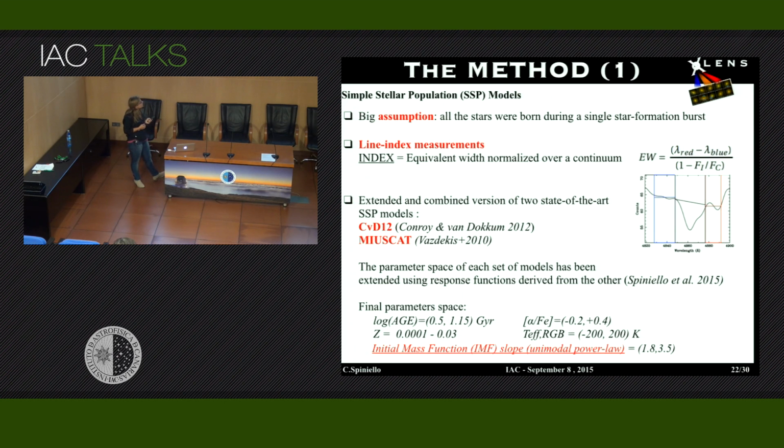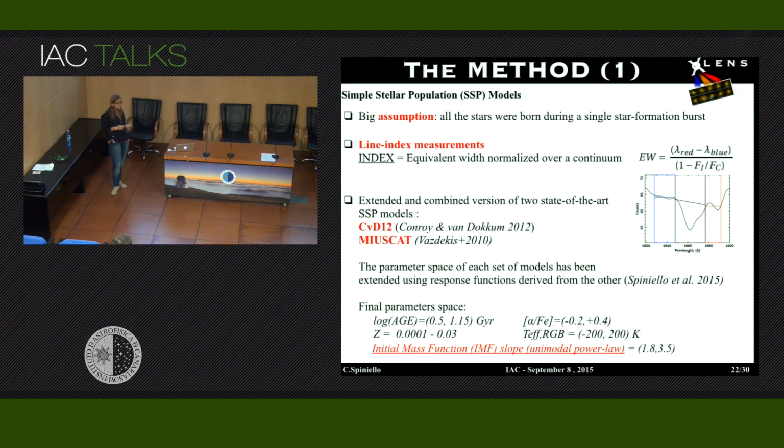Then I'm using line index measurements, so equivalent width. Basically, the number I get is the area within this value, and this is the continuum, the blue continuum and the red continuum, used to normalize the number. And I'm using two different simple stellar population models that I am extending and combining together in order to get a fully covered parameter space. In particular, the Conroy and van Dokkum models deal with alpha to iron, but they don't allow you to change the total metallicity, whereas the MILES models are exactly the other way around.